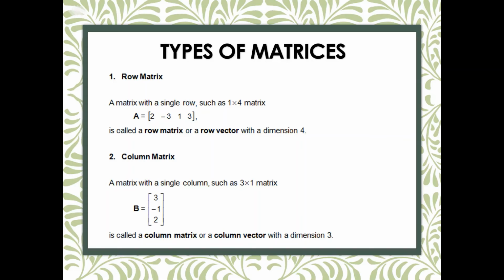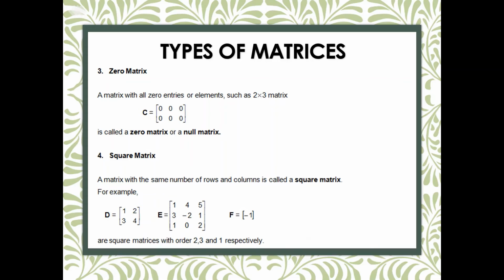A matrix with a single column, such as a 3 by 1 matrix, is called a column matrix or a column vector with a dimension 3. Generally, an n by 1 matrix, in which n here refers to any real number, is known as a column matrix. A matrix with all zero entries or elements, such as a 2 by 3 matrix, is called a zero matrix or a null matrix. A matrix with the same number of rows and columns is called a square matrix.